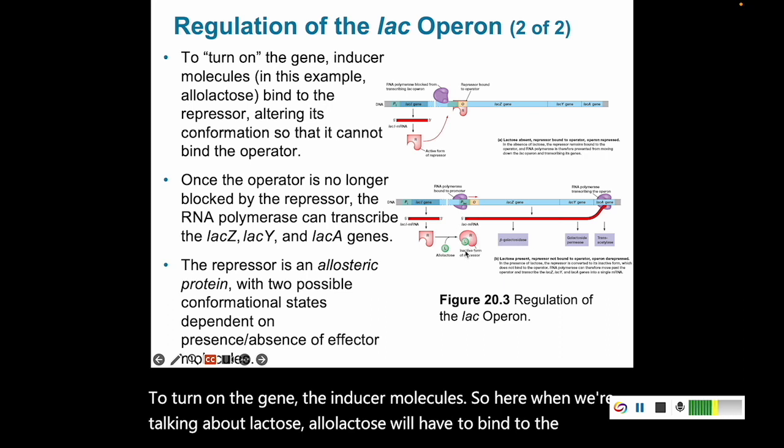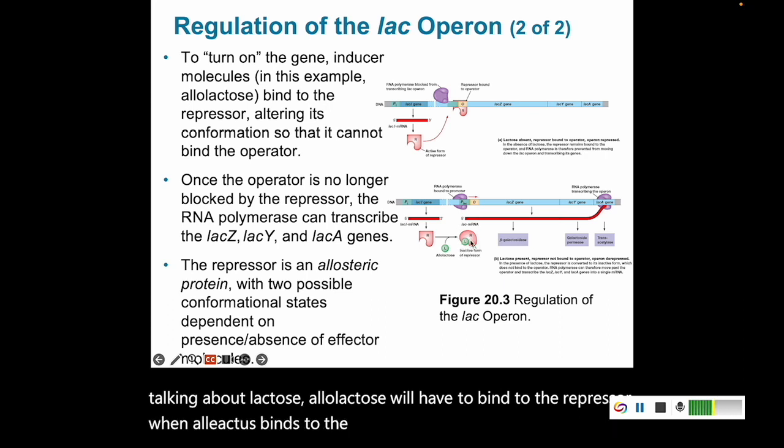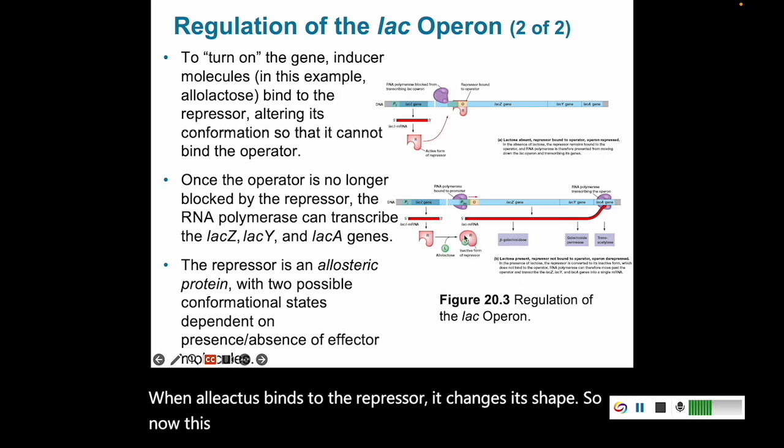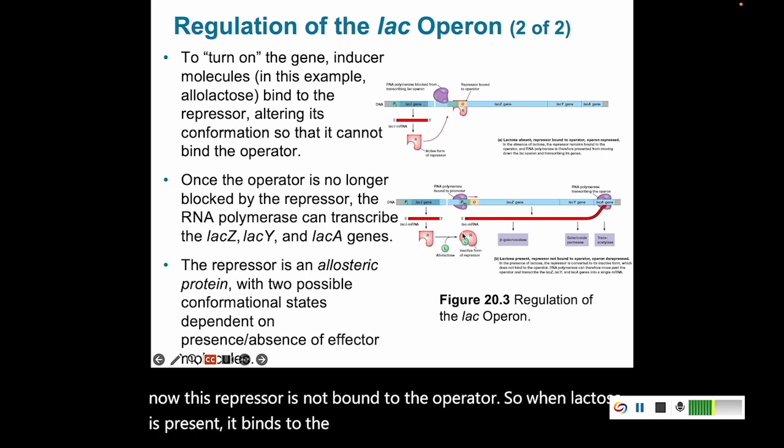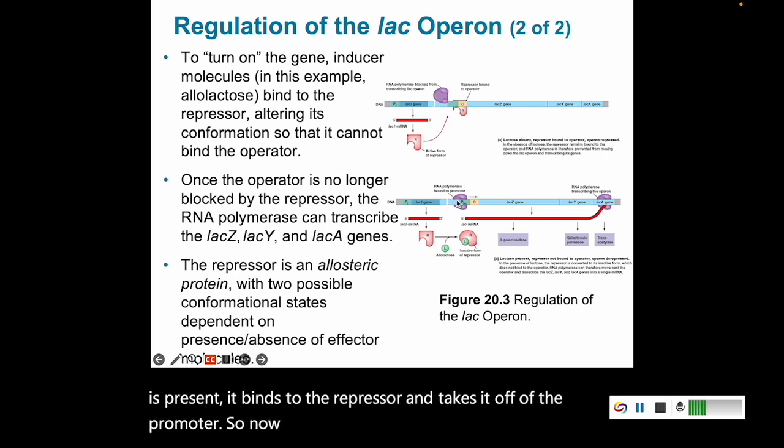When allolactose binds to the repressor, it changes its shape. So now this repressor is not bound to the operator. So when lactose is present, it binds to the repressor and takes it off of the promoter. So now the RNA polymerase is able to start transcribing these genes.